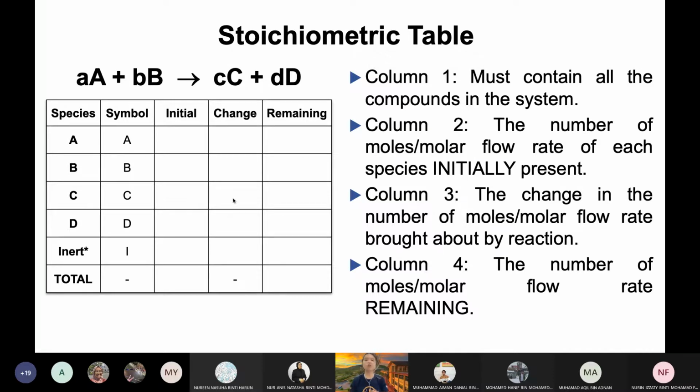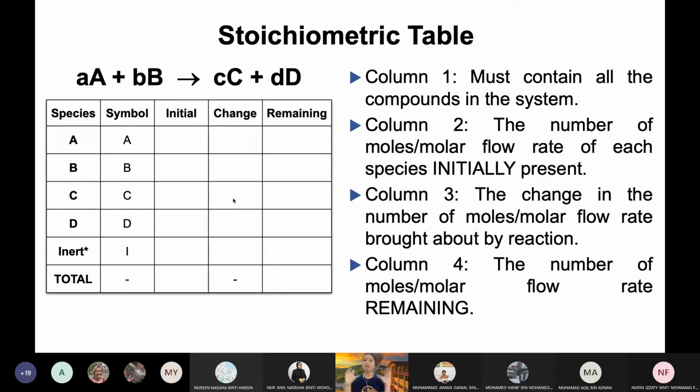Again, the change column is to address how much each compound will change during the reaction. So naturally, your reactant will decrease, kan? Your product will increase. And inert, no change. Sebab inert tak akan berlaku sebarang perubahan dalam bilangan dia, kuantiti dia, sebab dia tak berlaku tindak balas. Means, quantity raw material berkurangan, quantity of reactant will decrease, quantity of my product will increase.